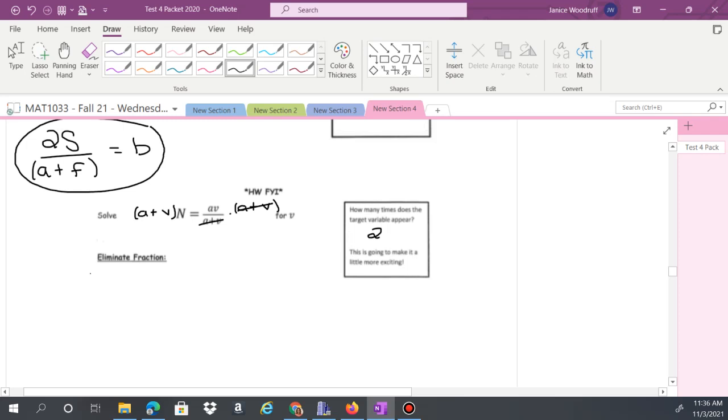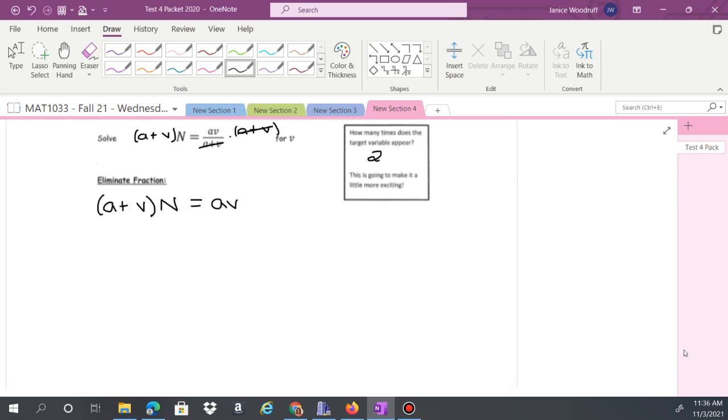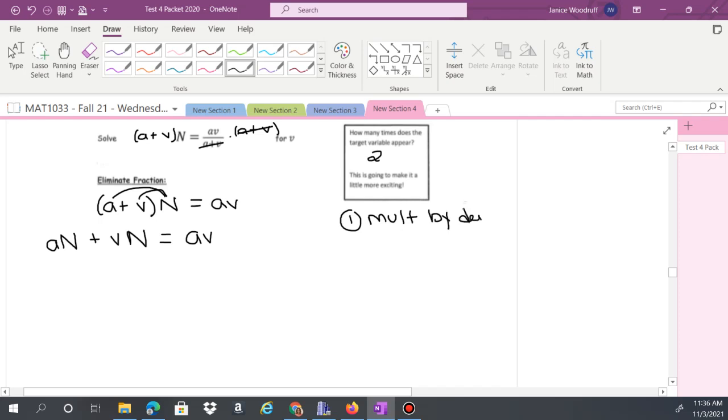Okay, so now I have a plus v times n equals av. Now, because the v is inside parentheses here, I am going to need to distribute. So the next thing I'm going to do is distribute. So a times n is going to give me an, and then v times n is going to give me vn. Okay, so here you multiply by the denominator. Okay, then you're going to distribute.